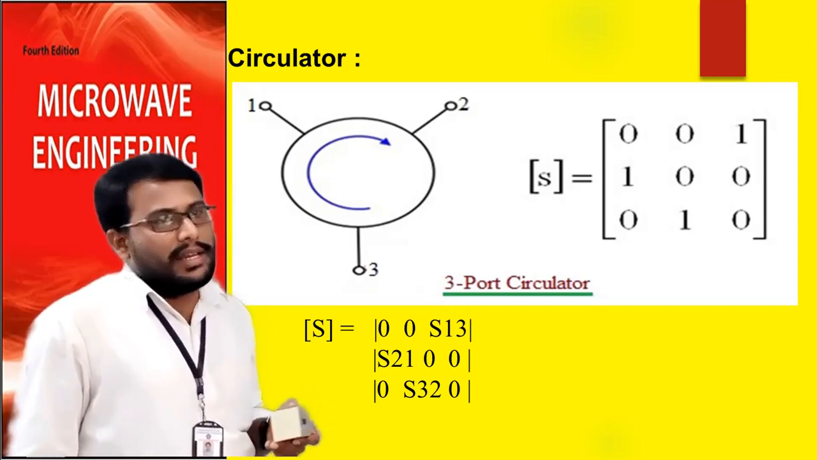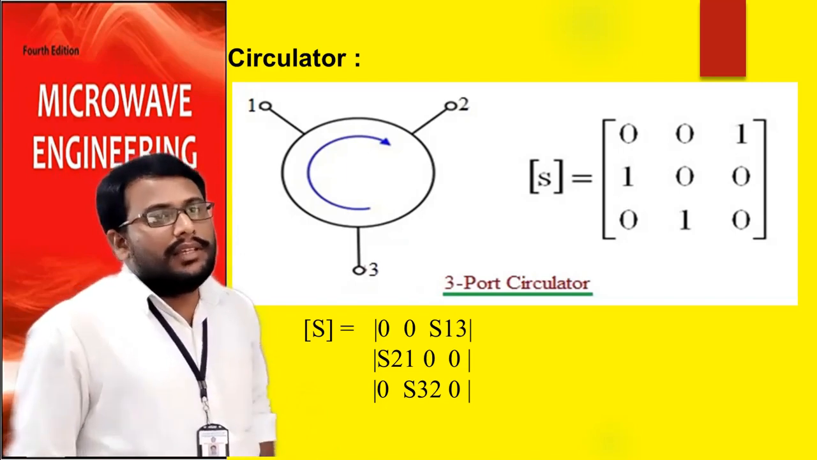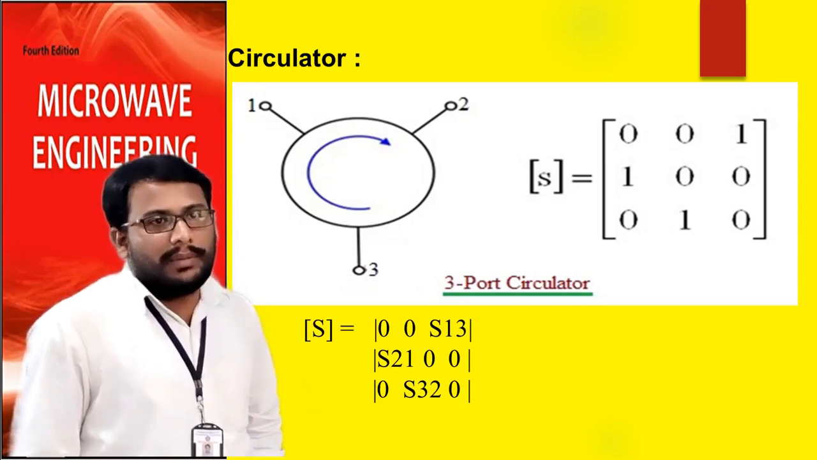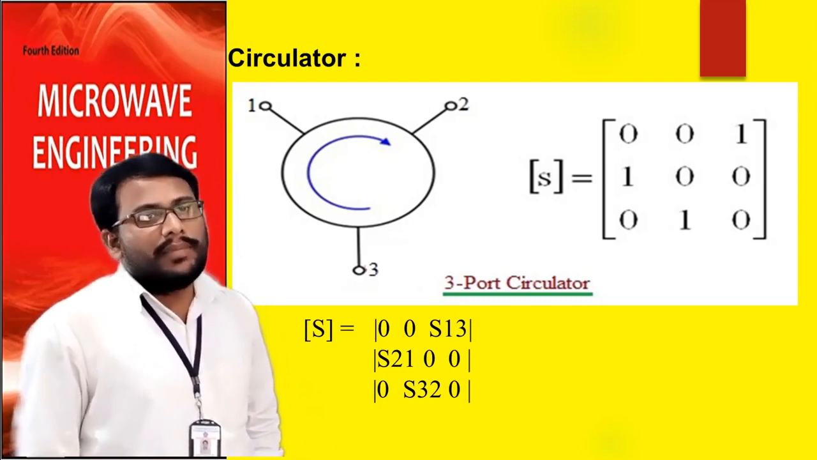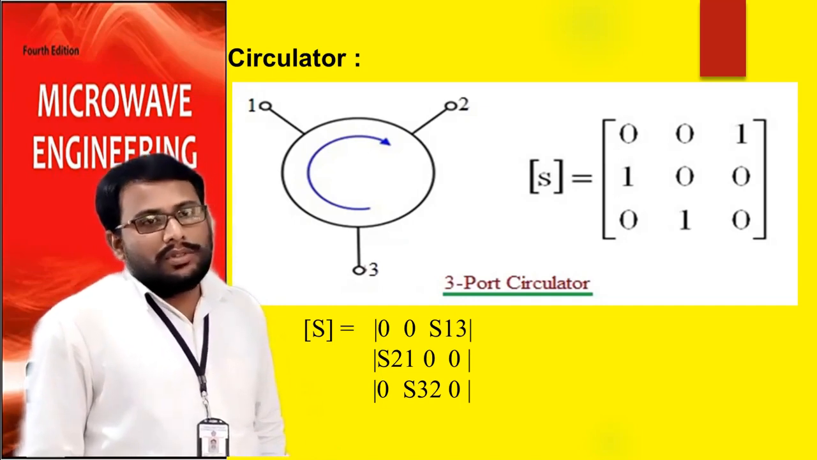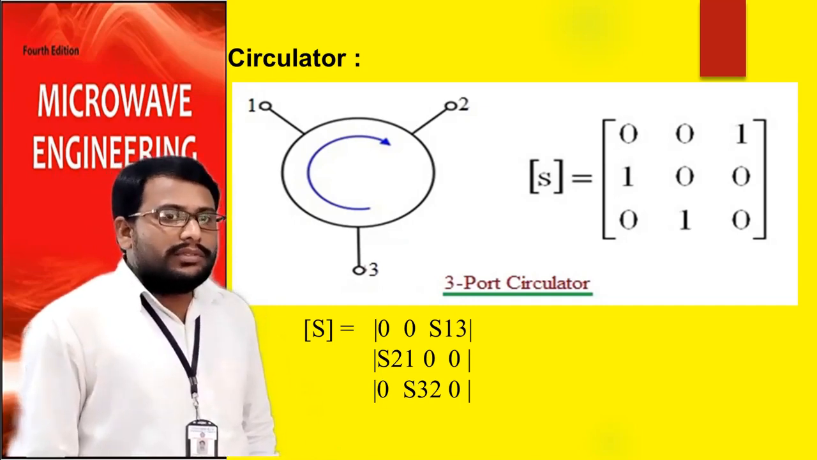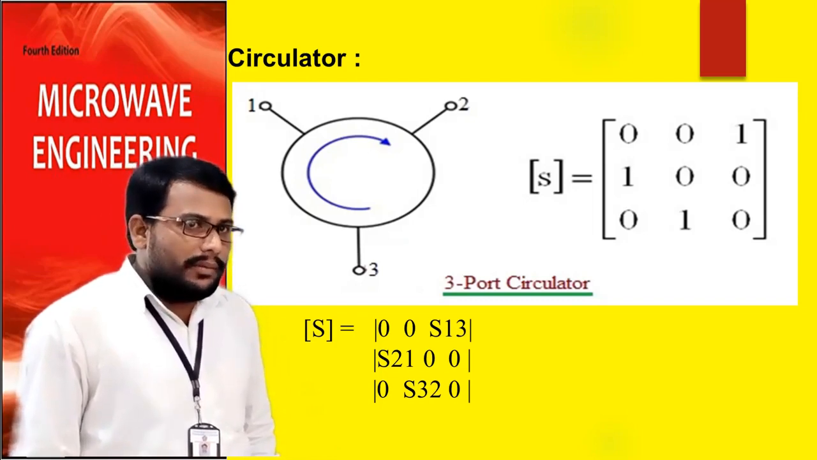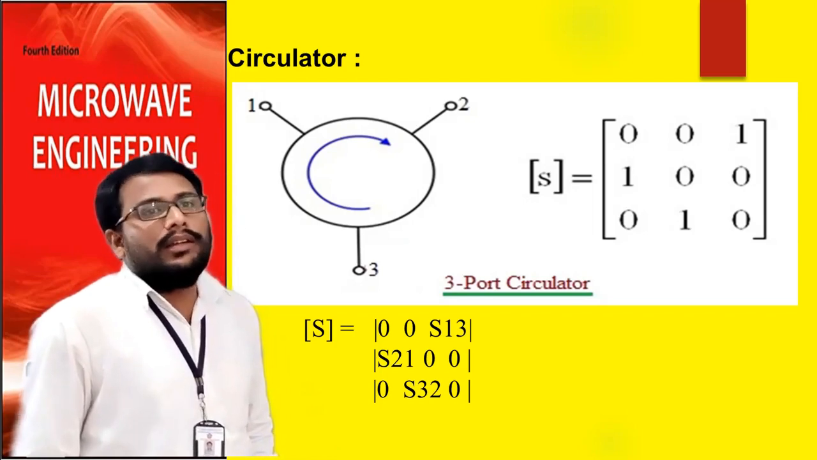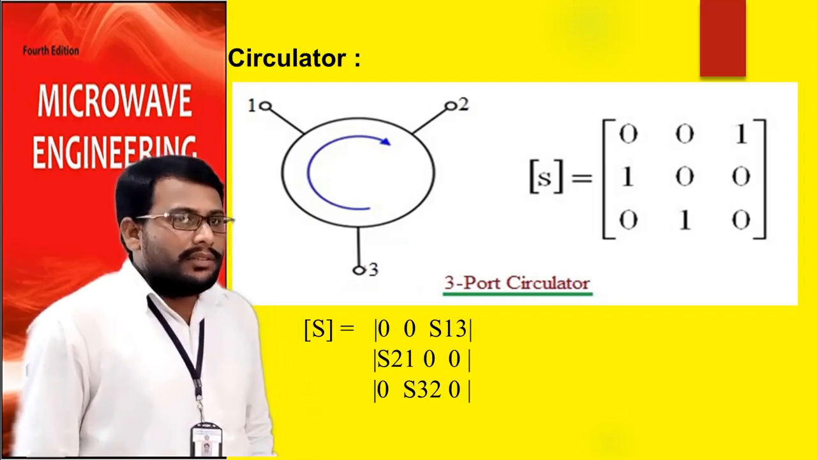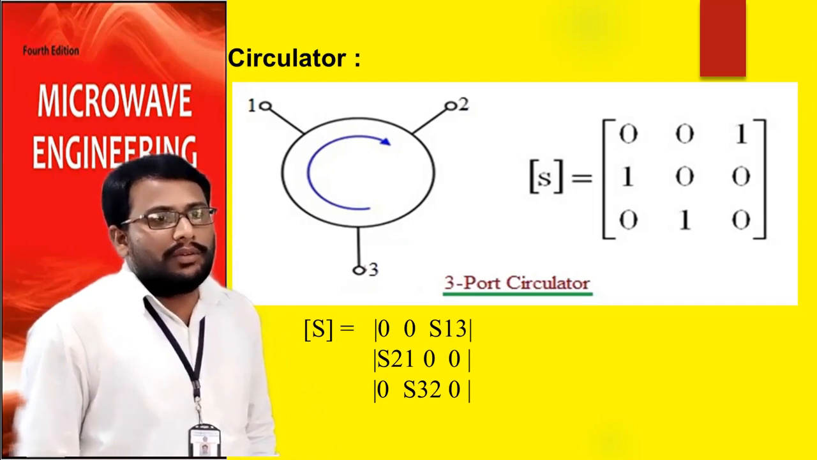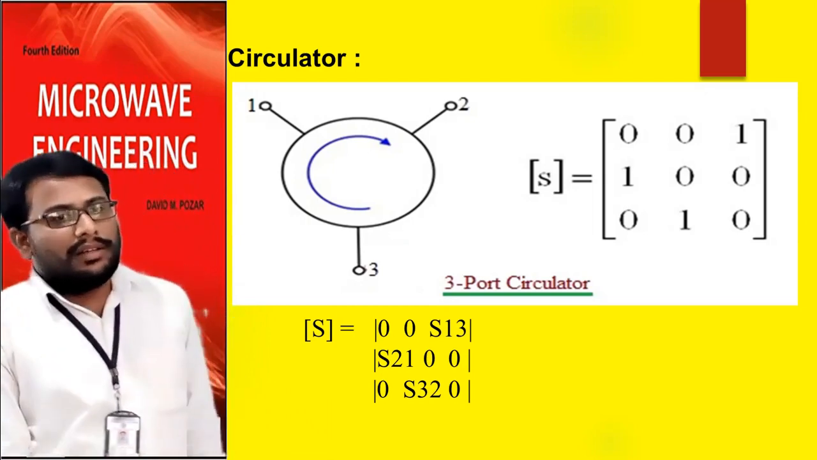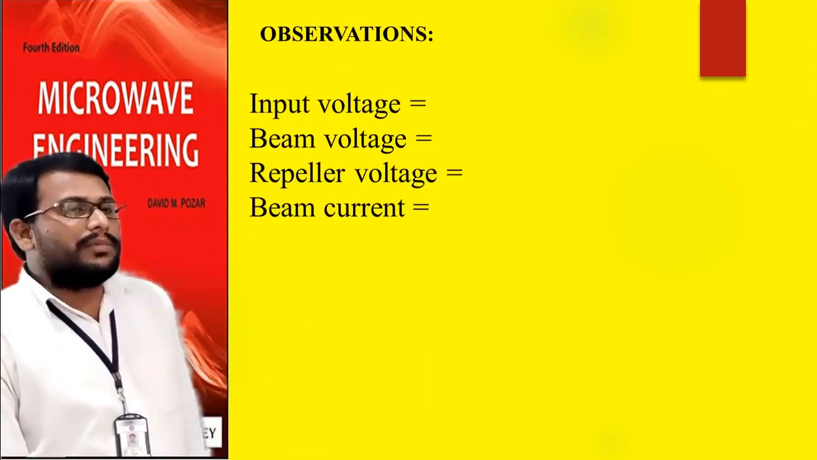Then you have to find out the scattering matrix for the circulator. See here, the scattering matrix for the circulator is S equal to S11, S12, S13, S21, S22, S23, S31, S32, S33. Here S13, S21 and S32 are the values you have to find out. Remaining all are 0. Then go for the observations.